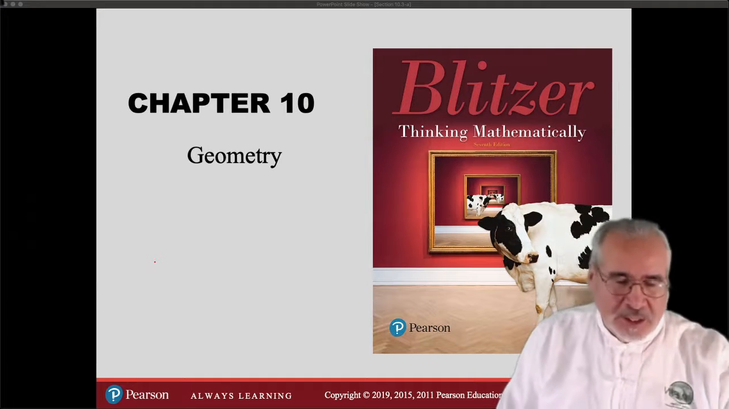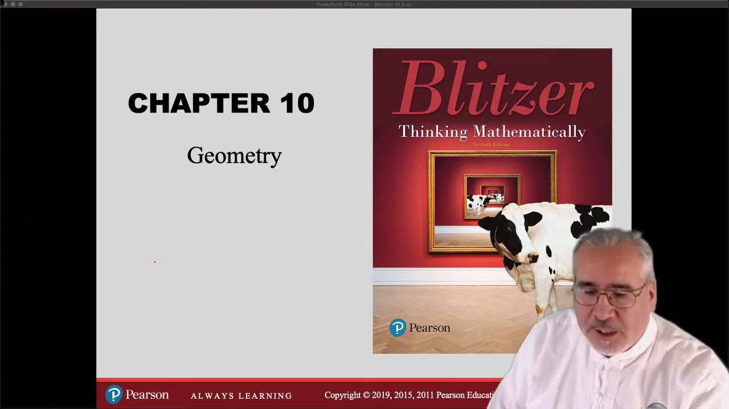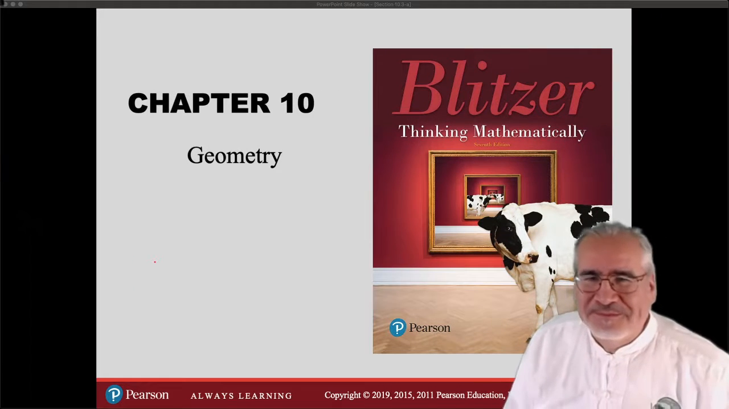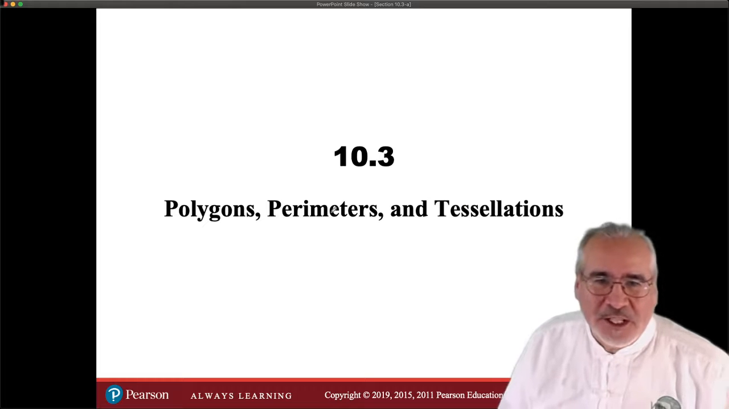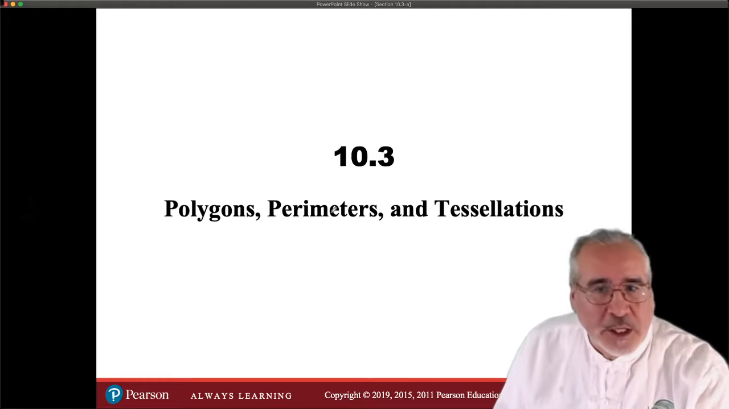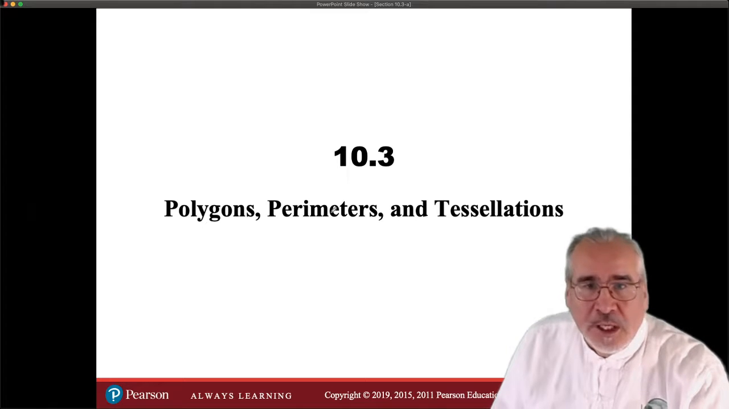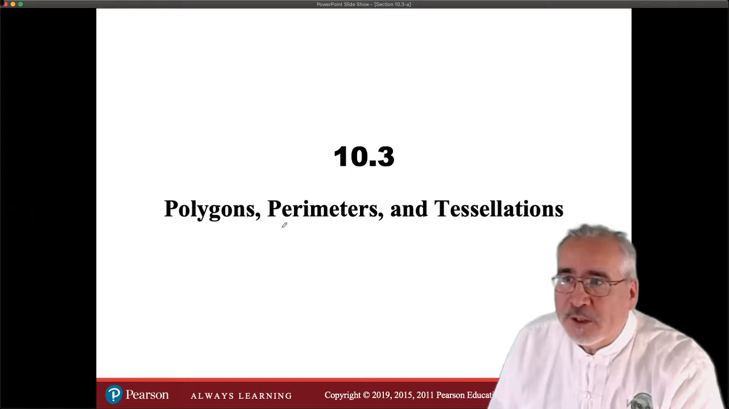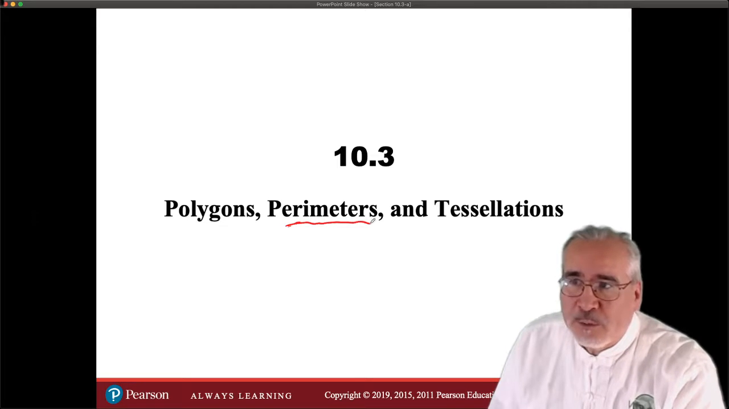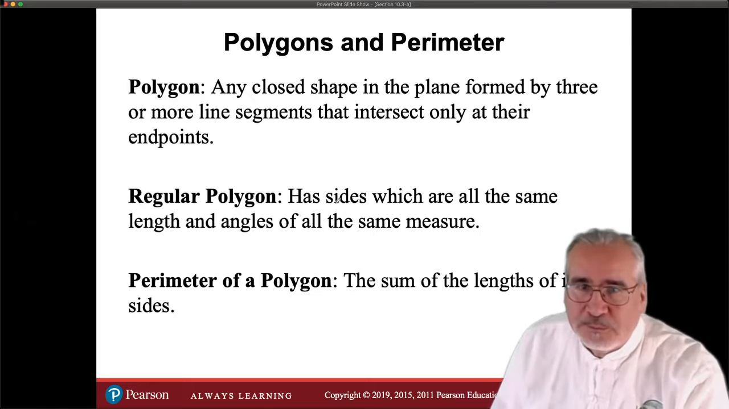Here we are. So, chapter 10, geometry. Interesting. I gotta click over here. There we go. Now we can change the slide. So polygons, perimeters, and tessellations. So we'll talk a little bit about polygons to start with, so then you can have an understanding. But our primary concern tonight is going to be about finding perimeters, the distance around an object.